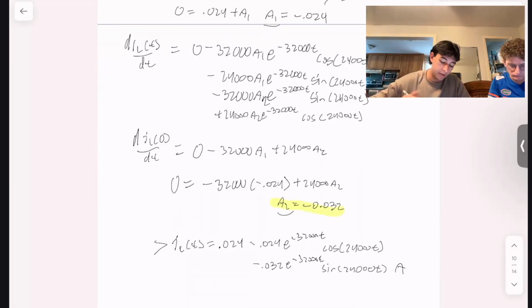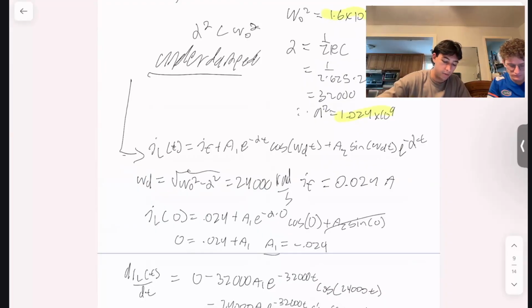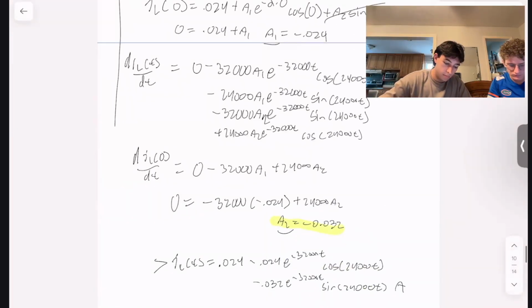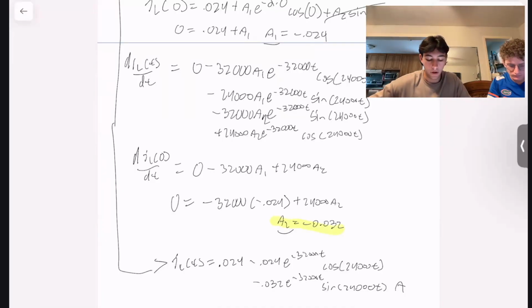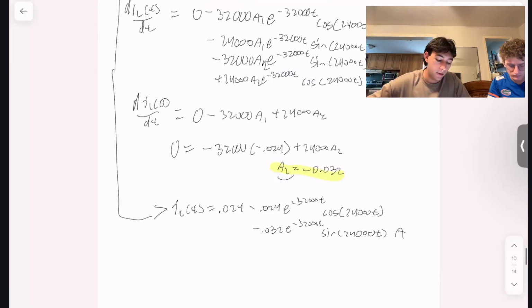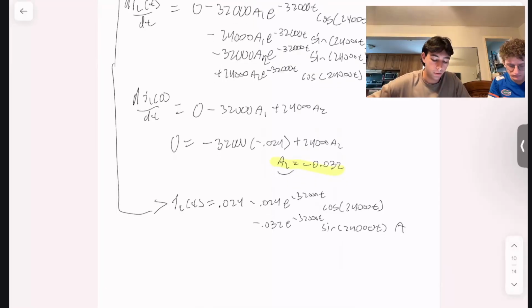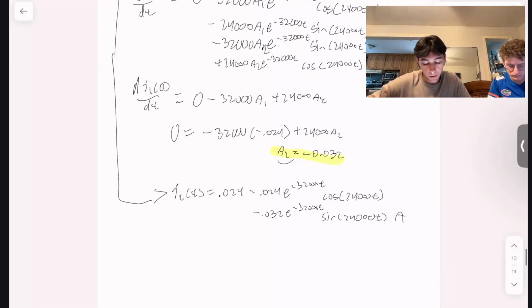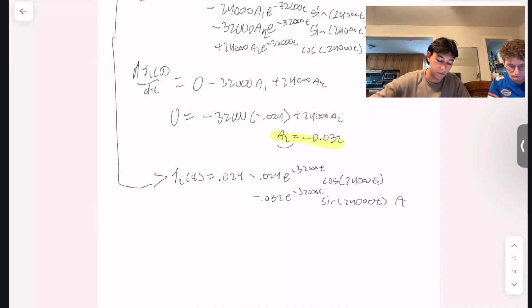After that, we can plug this back into the general form of the equation, as we have up here. And we can solve, we know our alpha, we know A1, A2. So we can get I sub L of t equals 0.024, which is your I final, minus 0.024 e to the negative 32,000 t cosine 24,000 t, minus 0.032 e to the negative 32,000 t sine 24,000 t amps. And there you have it.